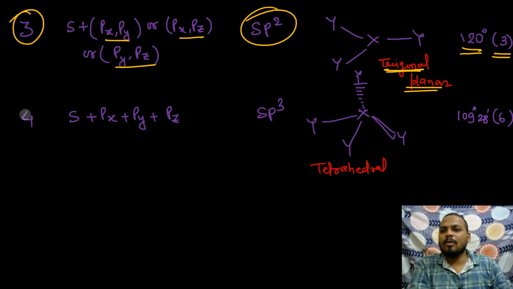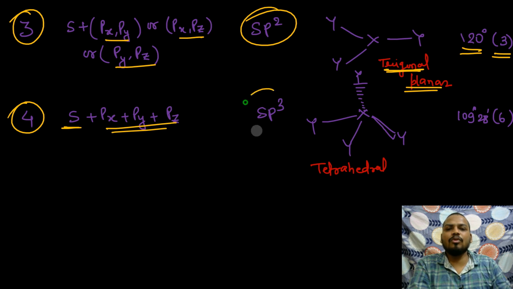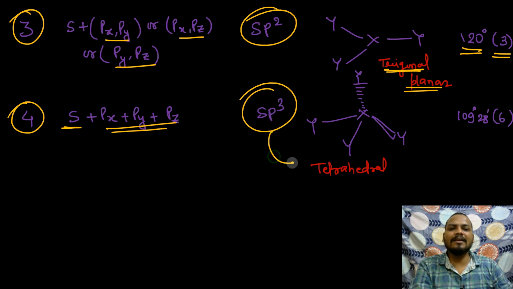If the number of hybrid orbitals is 4, then 1s and 3p orbitals go for intermixing. The 3p orbitals are px, py and pz. Then the hybridization comes out to be sp3, one s orbital and 3p orbitals, and the geometry related to sp3 is tetrahedral, which has a bond angle of 109 degree 28 minute, and the total number of 109 degree 28 minute bond angles is 6.